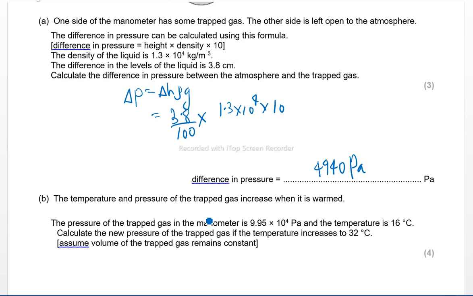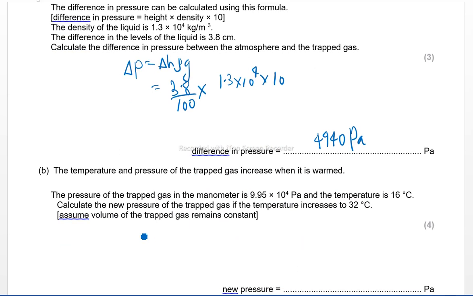Right, they have given pascals in the question. The temperature and the pressure of the trapped gas increase when it is warmed. The pressure of the trapped gas in the manometer is 9.95 into 10 to the power 4 pascals and the temperature is 16 degrees Celsius. Calculate the new pressure of the trapped gas if the temperature increases to 32 degrees Celsius. Assume the volume of the trapped gas remains constant. So according to the temperature, the pressure changes, the volume remains constant.